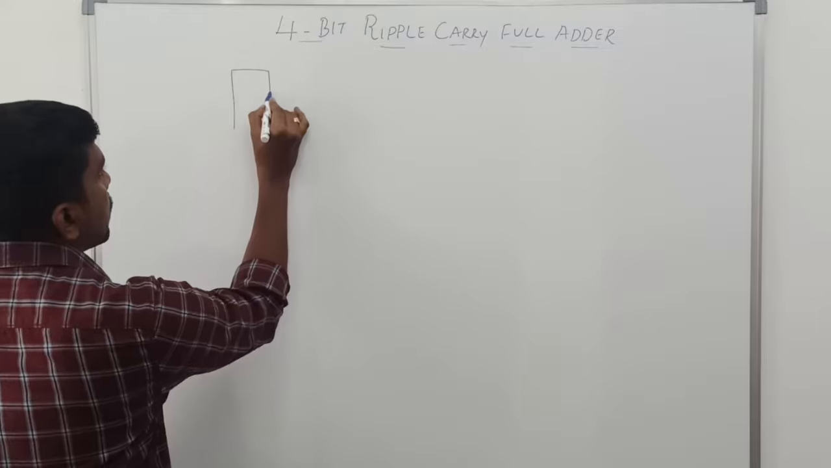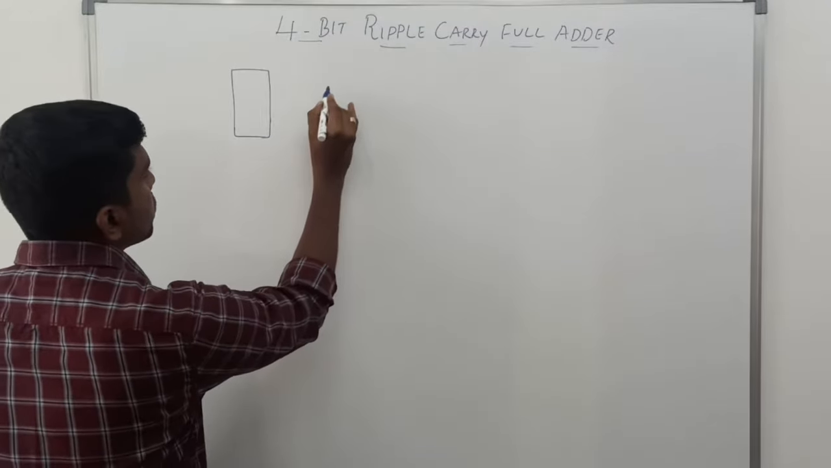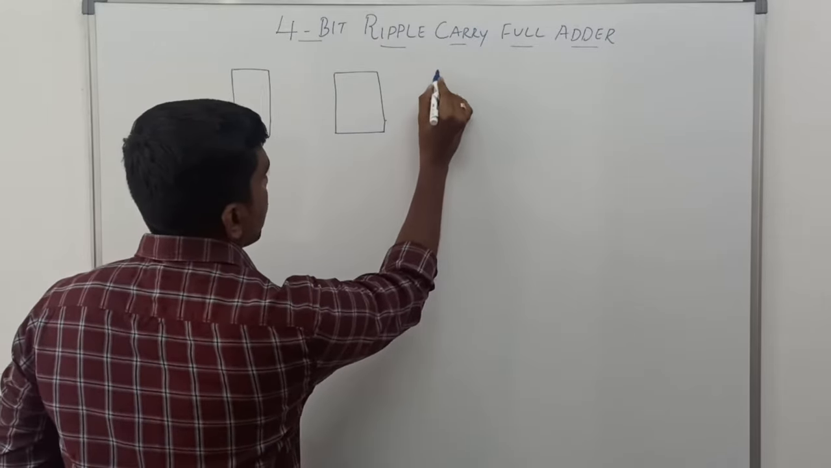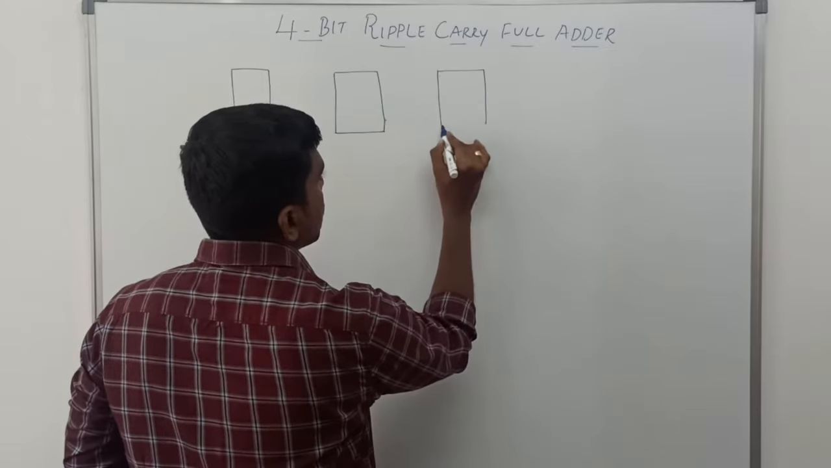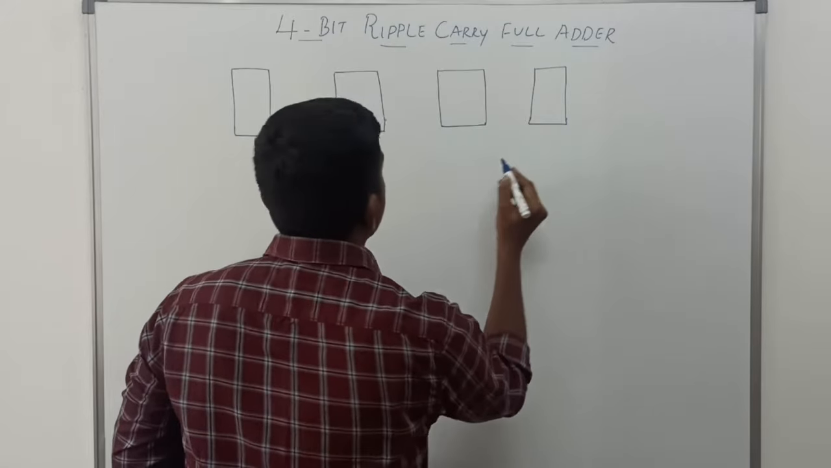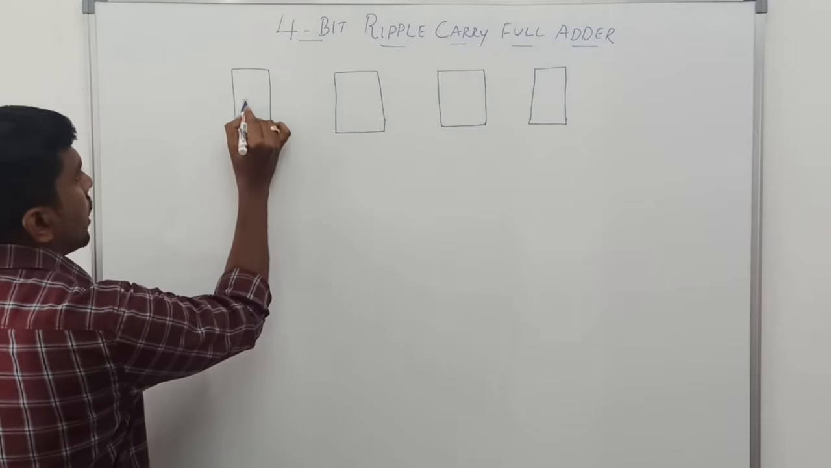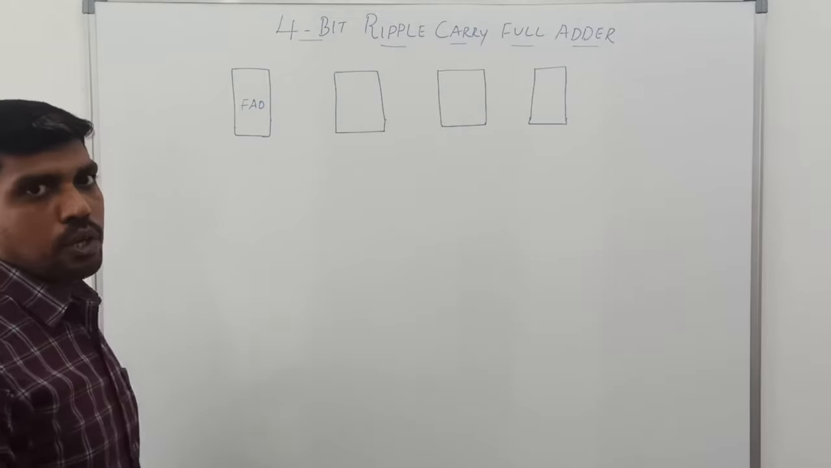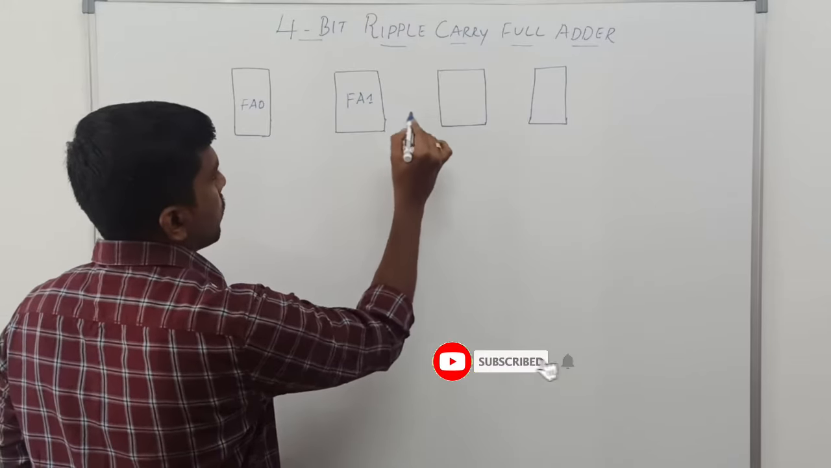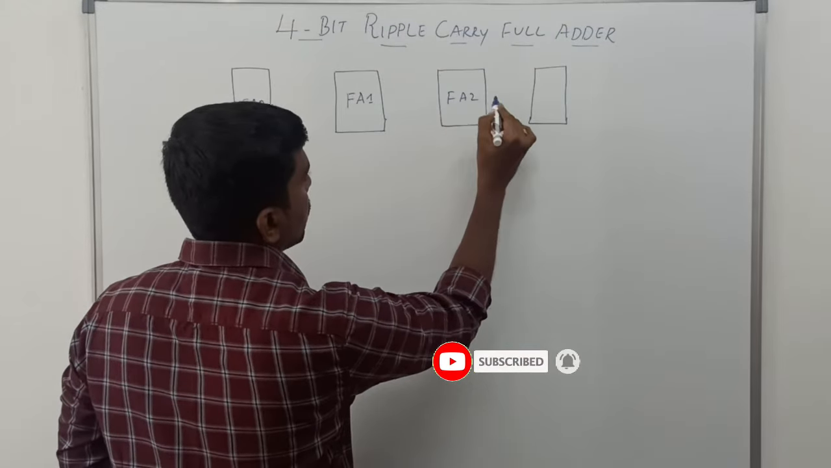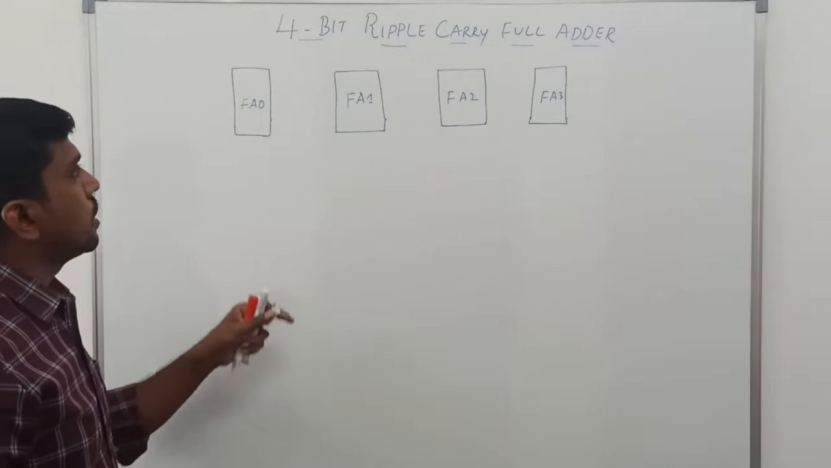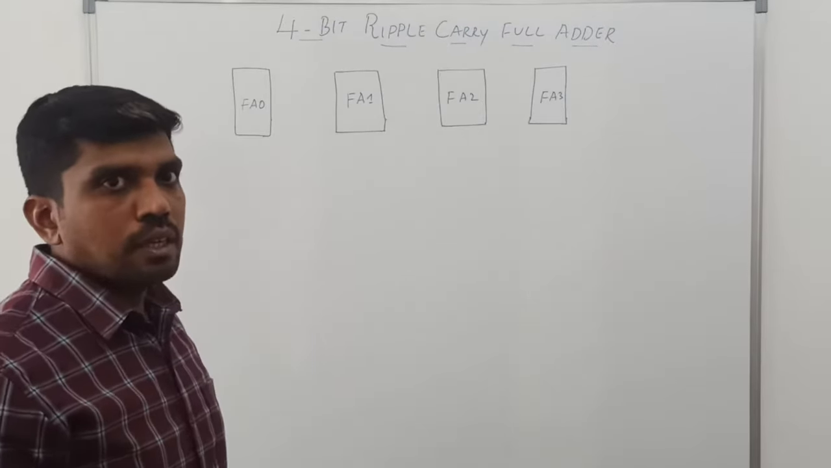First I draw four full adder circuits: the first, the second full adder circuit, third block, and fourth block. Now I assign the name FA0. FA0 represents full adder 1. So first full adder, second full adder, third full adder, fourth full adder circuit. After that I assign the input values and output values.